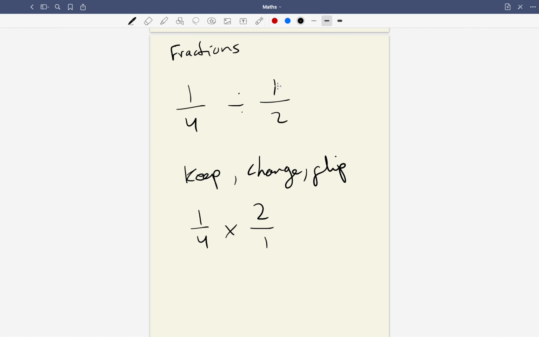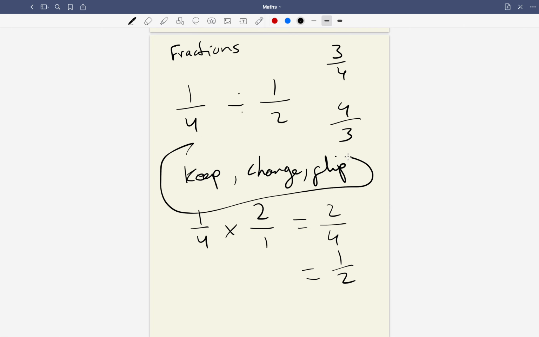So for this example, we changed a half into 2 over 1, which is also just 2. So for example, if I was dividing by 3/4, when I flip it, it'll be 4 over 3. So I flipped it, I've got a quarter times 2 over 1. Now I just multiply it like normal, so 1 times 2 is 2, over 4 times 1, which is 4, which means after simplifying, I've got a half. And that is how you divide fractions with keep, change, flip.